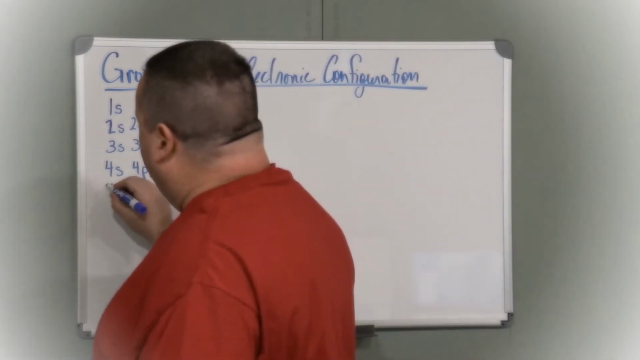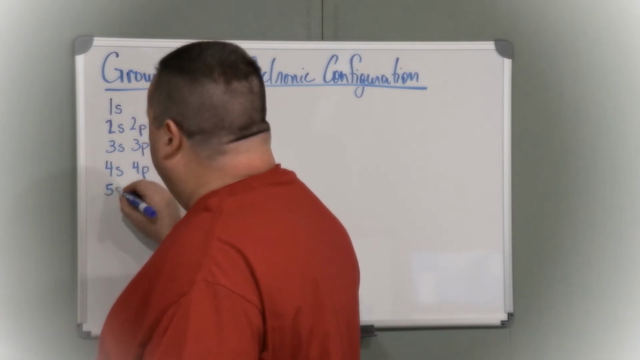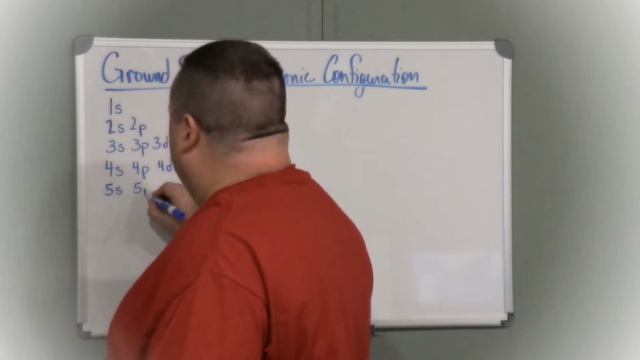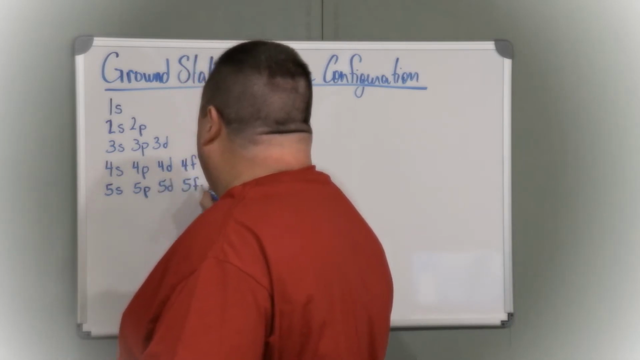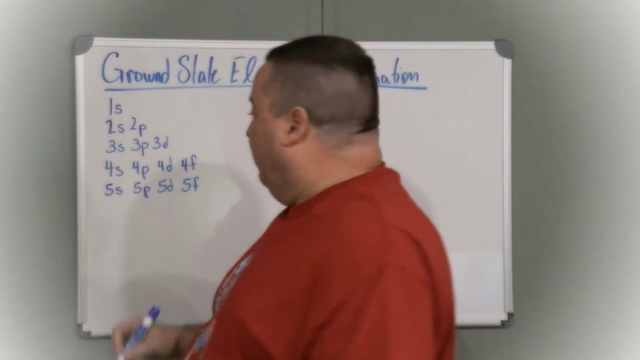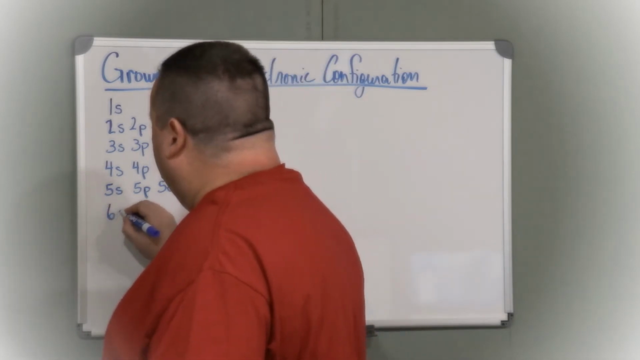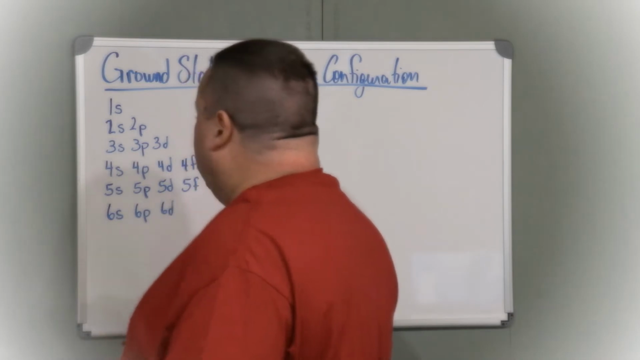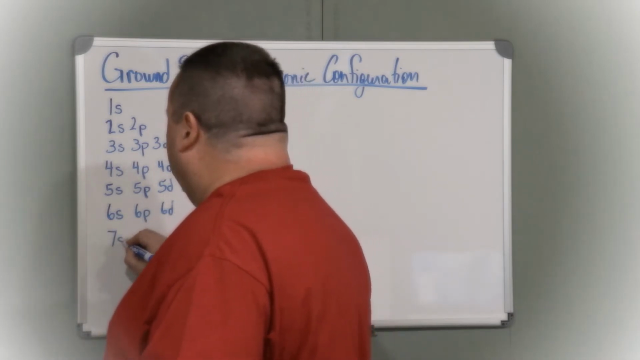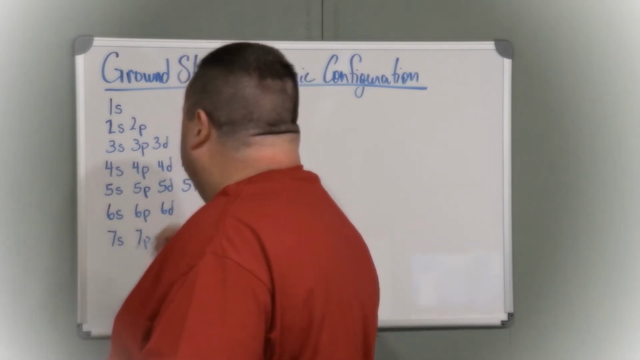When we get to the fifth energy level, we have 5s, 5p, 5d, 5f, and we don't need to keep increasing once we get to 5. In fact, once we get to 6, 6s, 6p, 6d is all we need, and 7s, 7p.